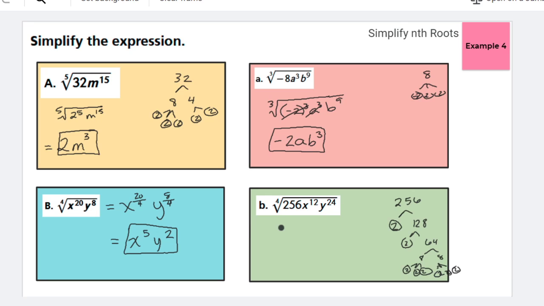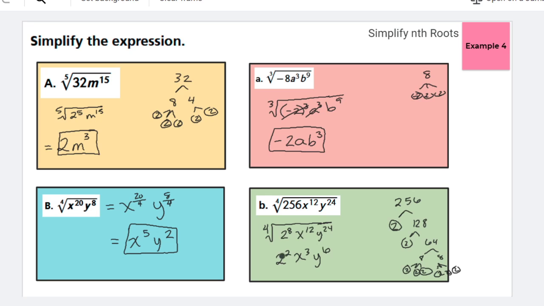So let's look at what we have here. I have to figure out how many 2s I pulled out because that was all a bunch of 2s. I don't really need the parentheses. So I have 1, 2, 3, 4, 5, 6, 7, 8. So 256 is 2 to the 8th. And then I have x to the 12th, y to the 24th. So if I'm looking at a 4th root, I need 4 of a kind to take stuff out. And if I have 8 2's there, that means that I could pull out 2 2's. So I'm going to have 2 squared. X to the 12th, I could pull out 3 sets of 4. I'm going to have x cubed. And y to the 24th, I could pull out 6 sets of y's.